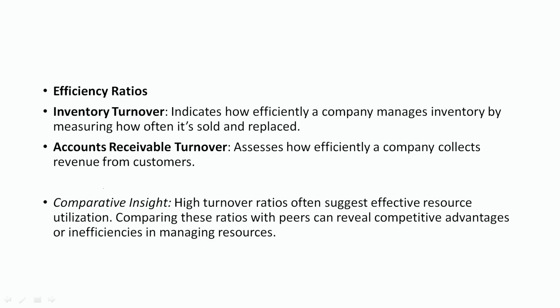You have efficiency ratios. In efficiency ratios, you have inventory turnover. It talks about how fast you are able to convert your inventory into sales. You have accounts receivable turnover. You are trying to find out how fast the company is able to collect money from its customers to whom you have sold goods on credit, right? So a high turnover ratio is always going to say that it is effective management.